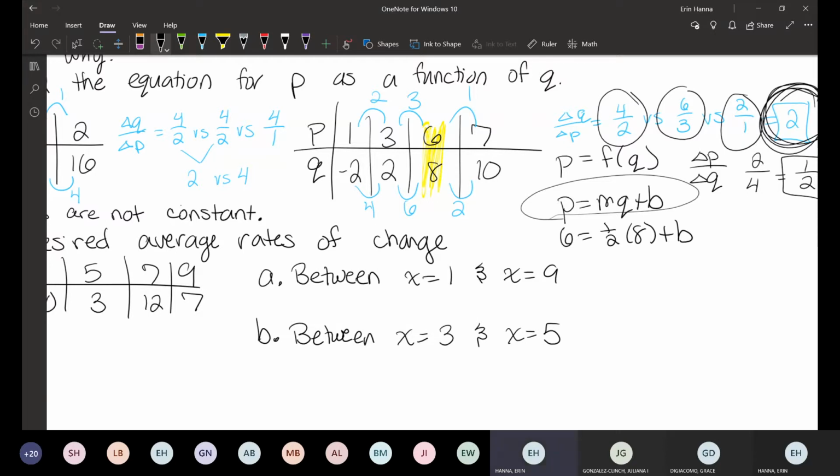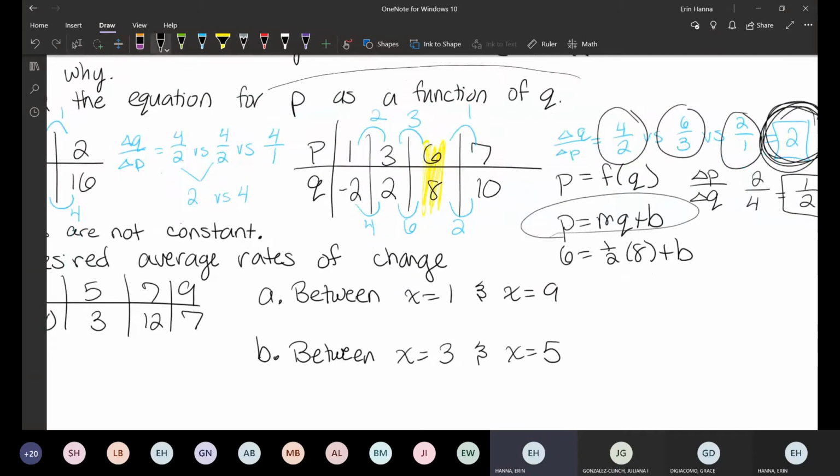Why didn't it matter for just the linear versus nonlinear? Specifically because I asked for P as a function of Q. Since I asked for it in a specific format, you have to have the slope fit that specific format.